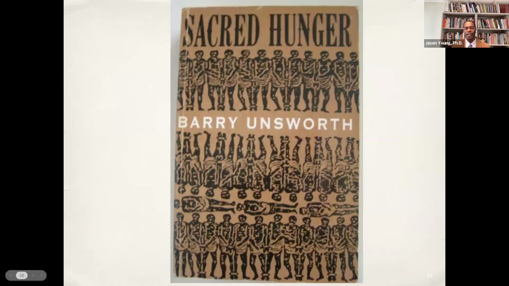Here again, you find the slave ship Brooks being abstracted, this time by Barry Unsworth in Sacred Hunger, which is a novel about the transatlantic slave trade. And that image then, again, comes to us. We've inherited this wildly popular image from the 18th and 19th century, and it's been appropriated in all sorts of ways to tell the story, to be a kind of shorthand for what the transatlantic slave trade is and does.